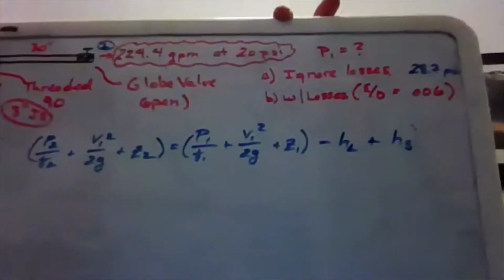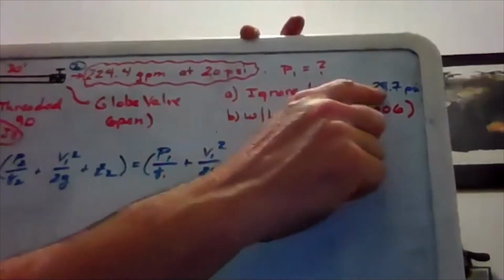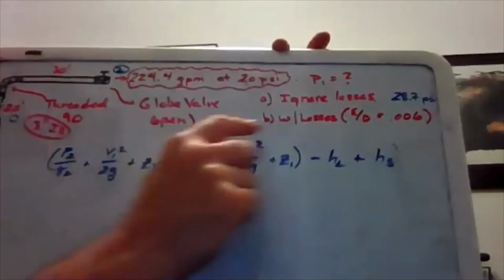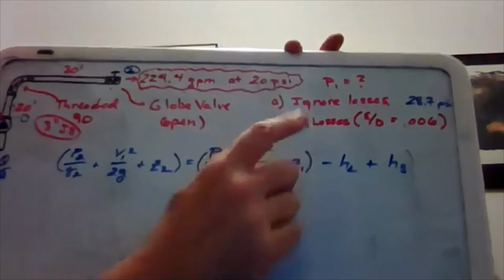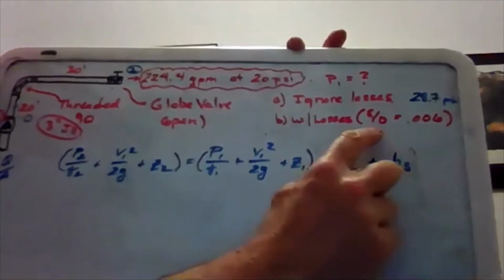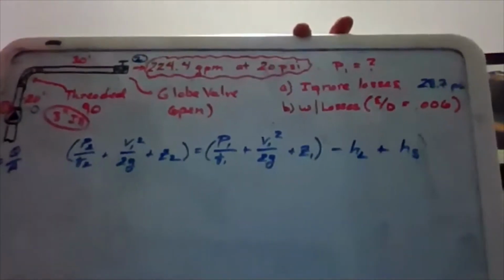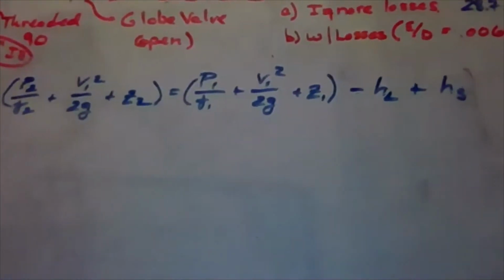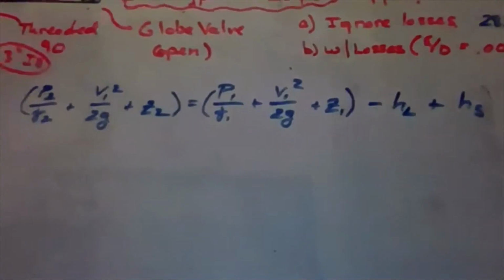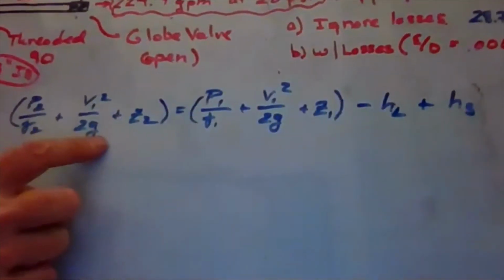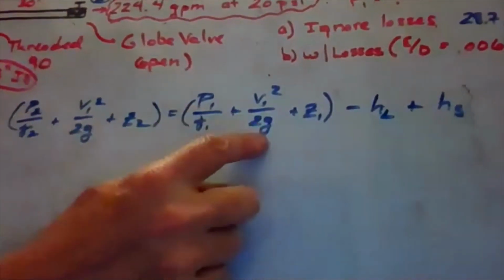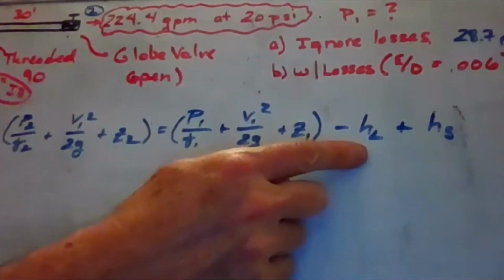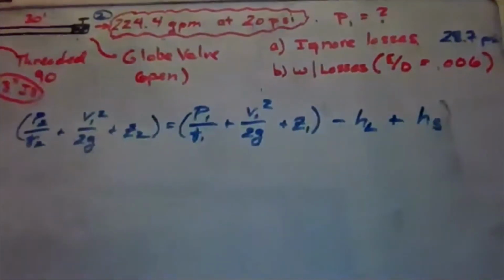All right, so when we ignore the losses, we got 28.7 psi required here, pump outlet. We're going to include losses, and that obviously would be pipe losses. Let's say that our relative roughness is 0.006. We'll use that now. Okay, well, there's our basic extended Bernoulli equation. This is conservation of mechanical energy. The mechanical energy our fluid has at the end is equal to the mechanical energy it has at the beginning, minus any frictional losses, plus any work done by shafts.